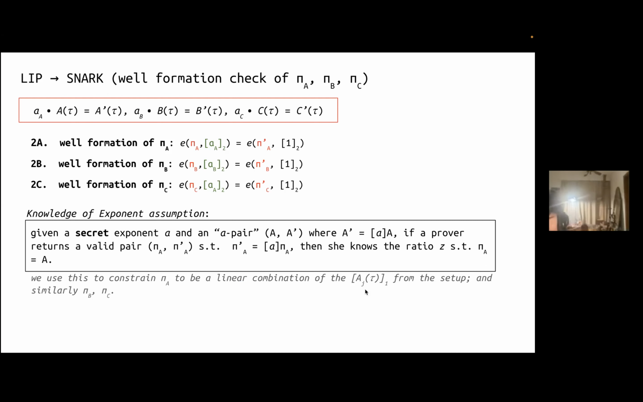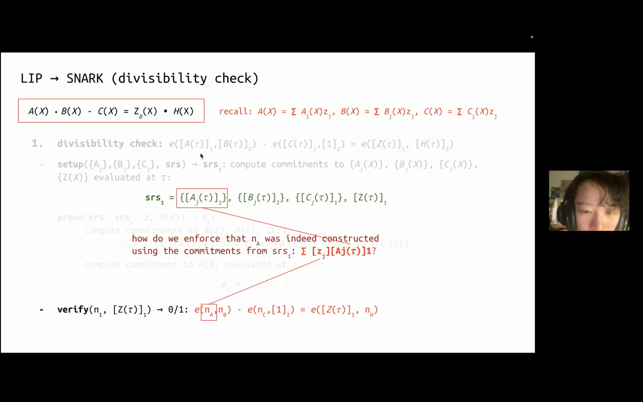Okay, I feel like this part of my explanation is a bit confused, but this is called the knowledge of exponent assumption. I encourage you to read up on it and to sort of convince yourself that if this assumption holds, and if the prover does not know the secret shifts, then they must have used the same column commitments in pi A and pi prime A. Or in other words, they must have constructed pi A from the correct column commitments in SRS1.